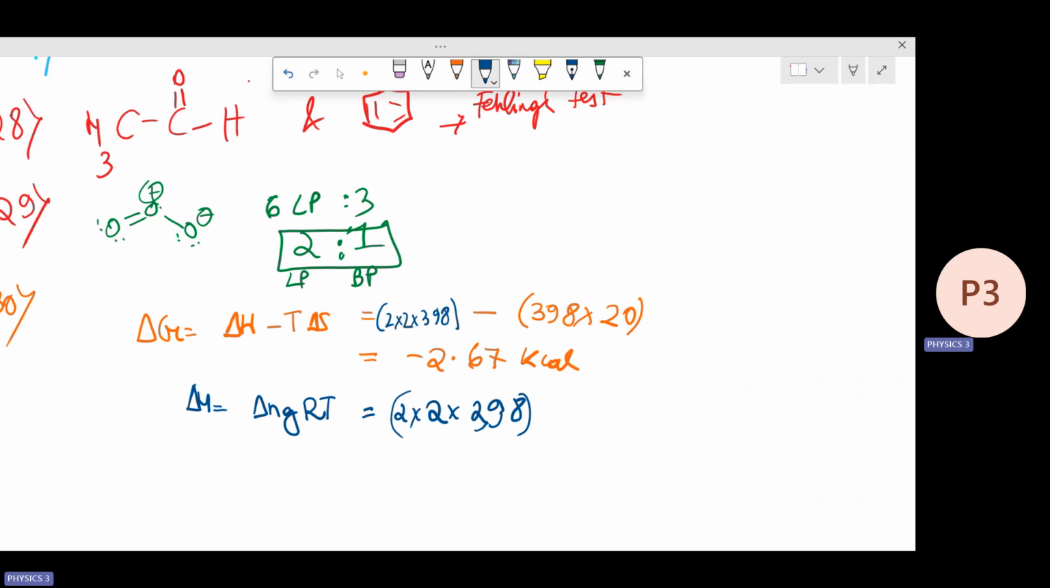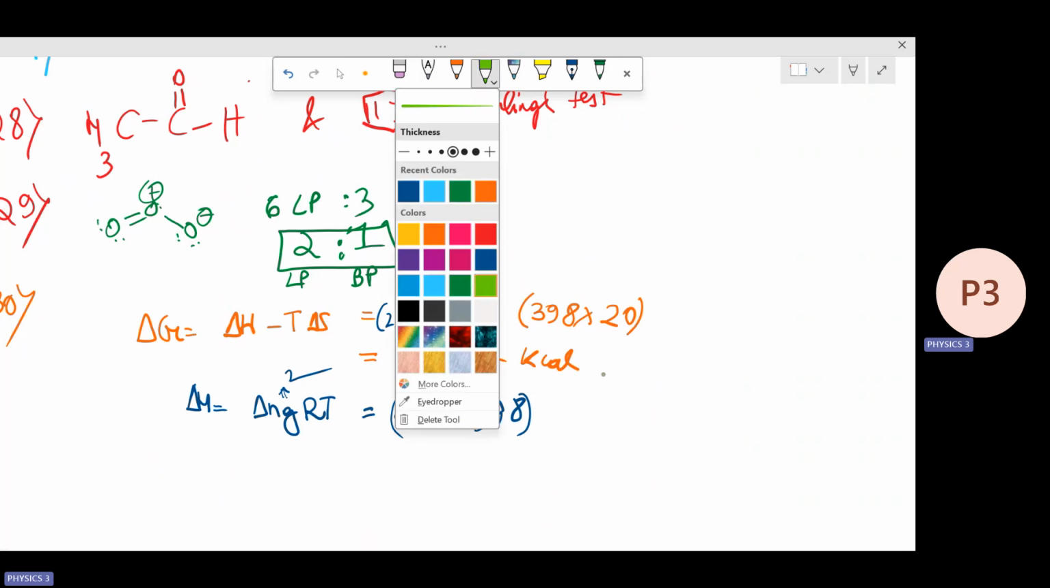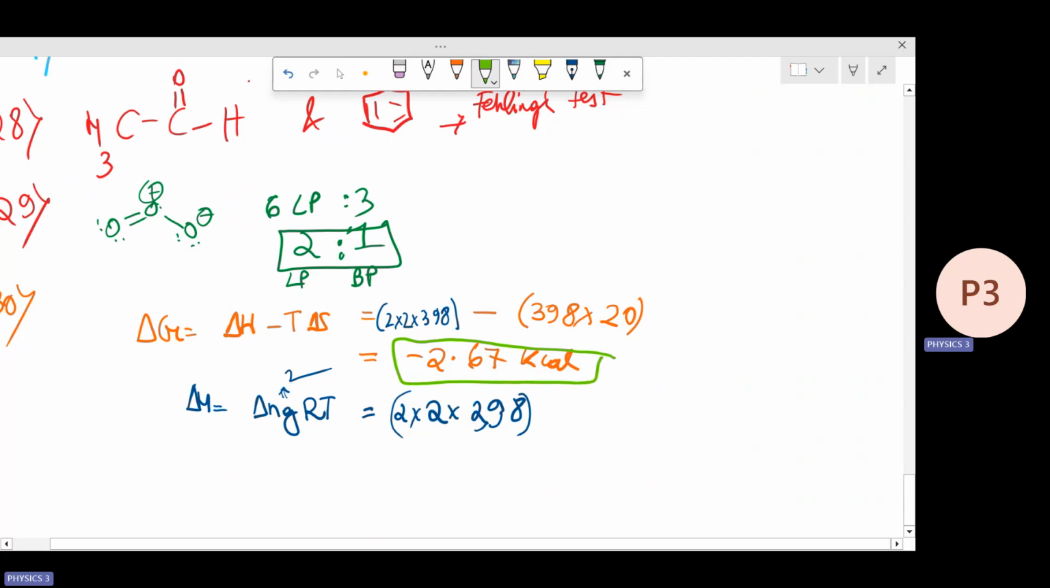Now delta ng is product minus reactant. The product side is having gas, so gas molecules of 2 are forming. So delta ng will be nothing but 2. That's where we are getting 2, and after you put this into delta H and do the calculation, you are going to get the final answer to be minus 2.67. If you don't calculate this, you won't be getting the right answer. Anyways, coming to the next, guys.